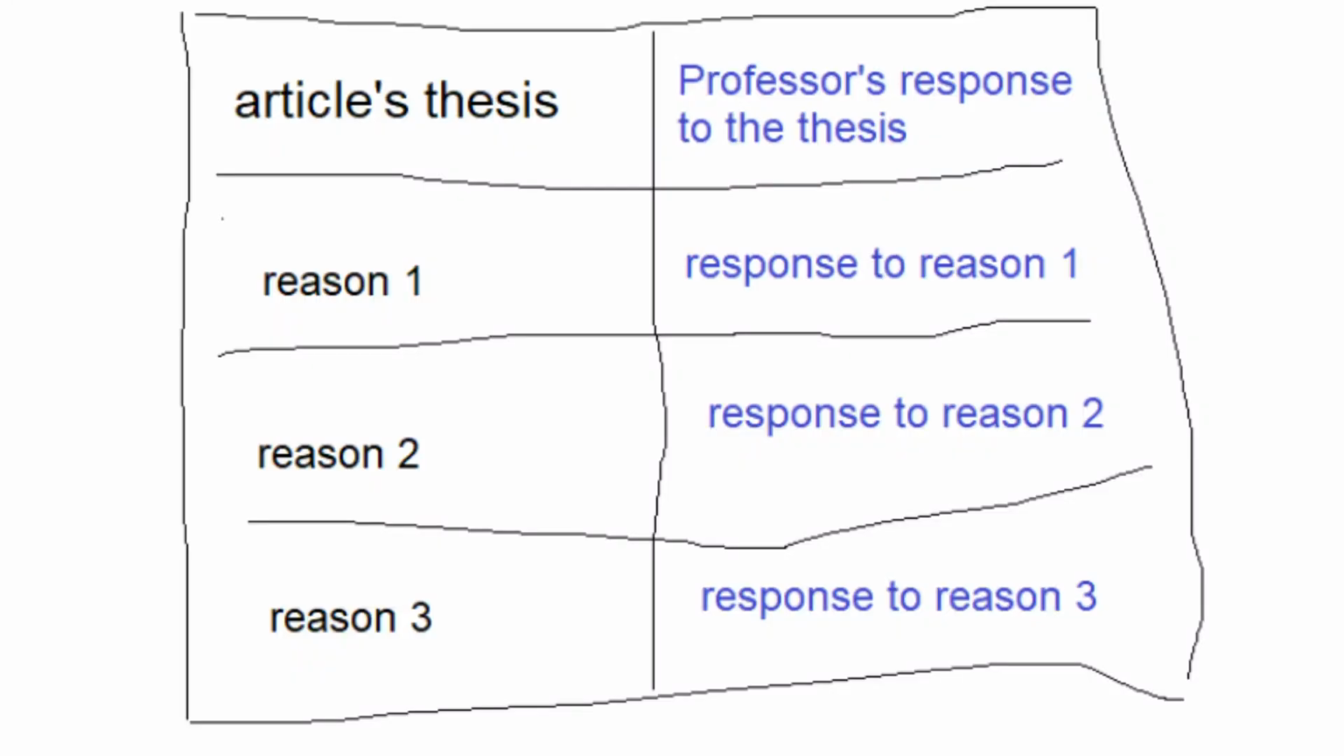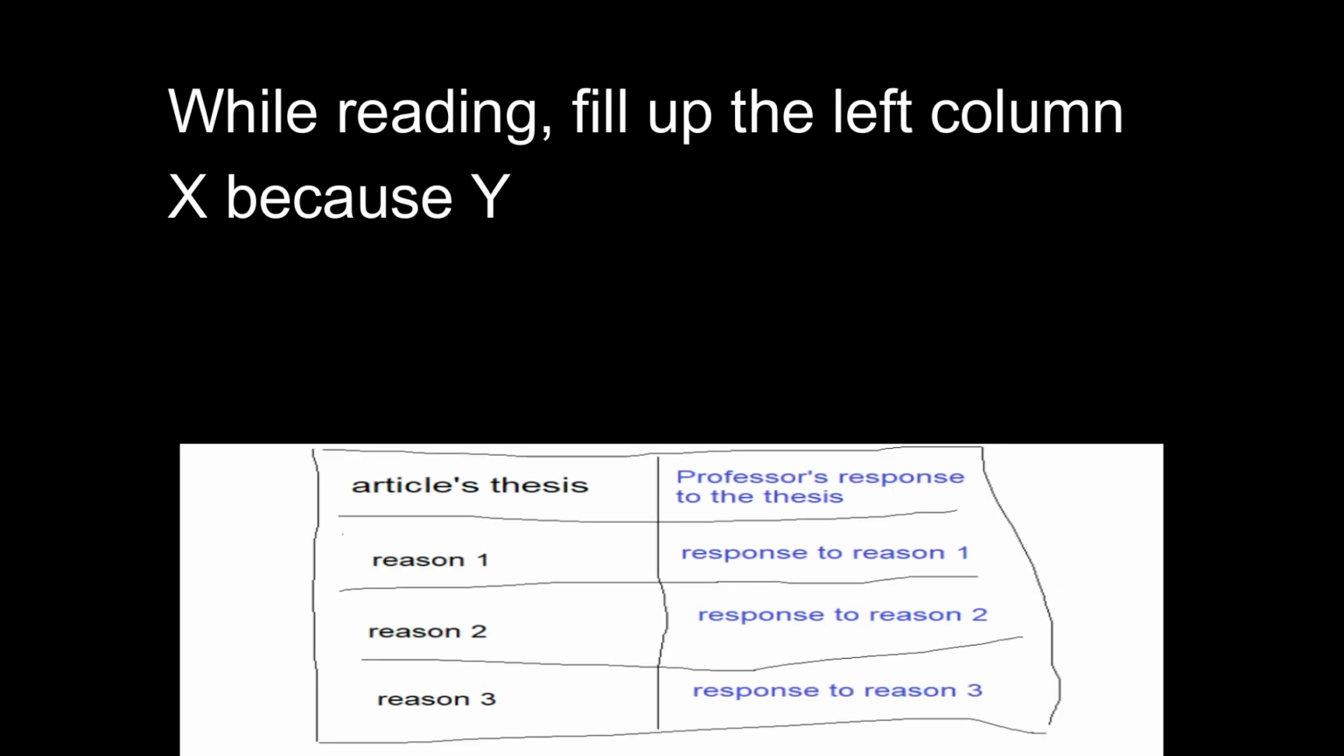So this is the process you need to do to write a high-scoring integrated essay. First, make a 2-column table with 4 rows. The left column is for the article, and the right column is for the lecture. And the first row is for the thesis. The rest 3 rows are for 3 reasons. While reading, fill up the left column. To do that, write a sentence in the format of X because Y in each cell.